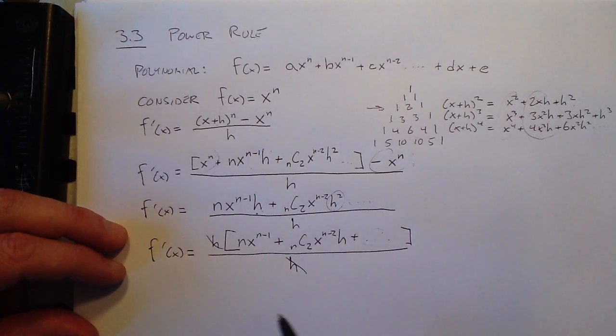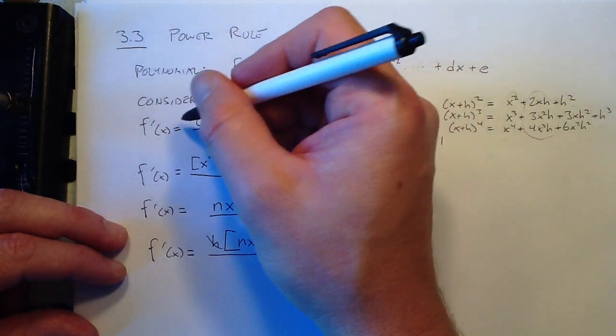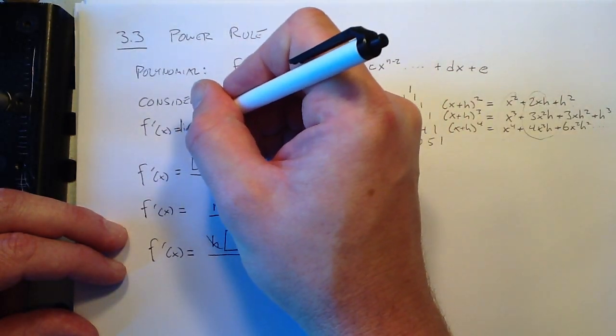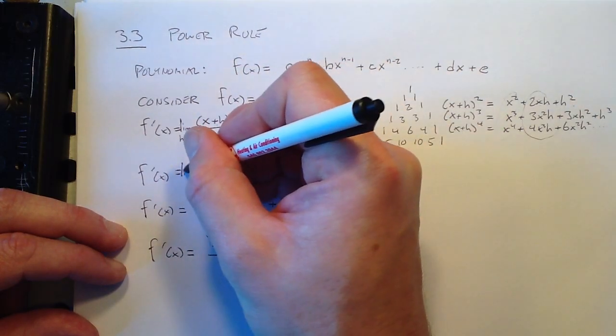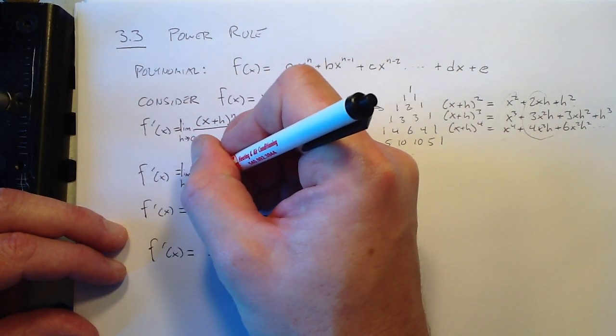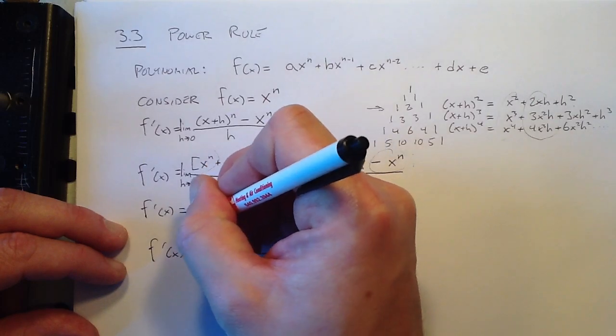And notice now, oh, you know what I did? Look at that. In all of these steps, I should have had the limit as h approaches 0. That's kind of sloppy to leave that out. I'm just going to add that back in.